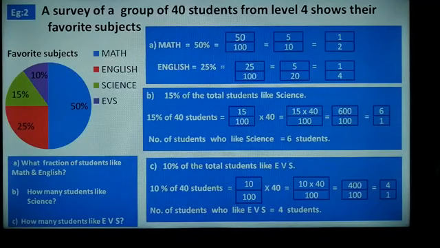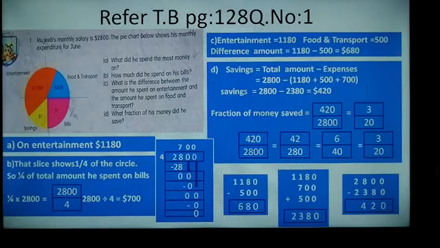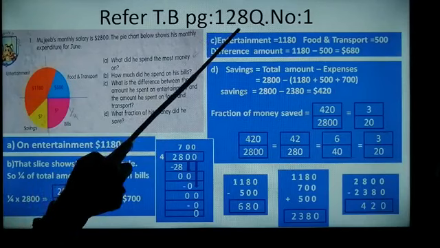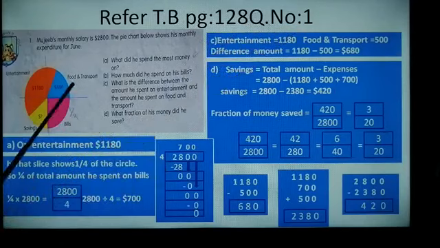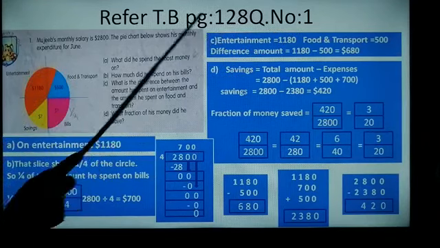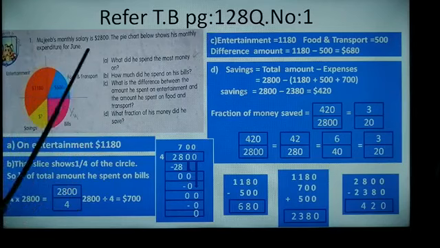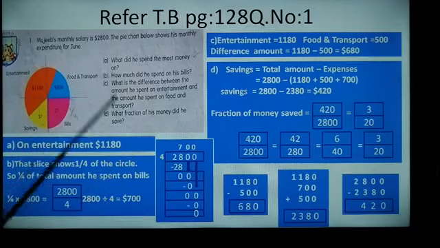Okay. Now I think it is clear for you how to find out the answer from the pie chart. Now we can move to the textbook page number 128, question number 1. Everyone take out your textbook, open it, page number 128. Okay, the question is given there, pie chart is given there, information also given there. So we will read the pie chart properly, then answer the question.